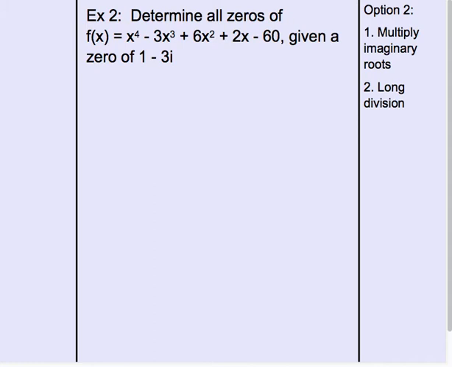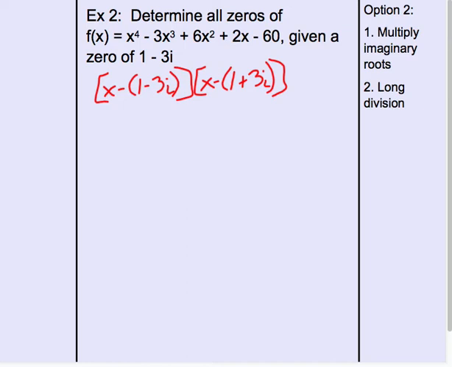The next option, notice it's the same question, so we're going to find the same zeros using a different method. First, multiply your imaginary roots together. Those would be, when I wrote them in the factored form, x minus the root and x minus its conjugate. So we're going to multiply these together first, and then we're going to use long division.